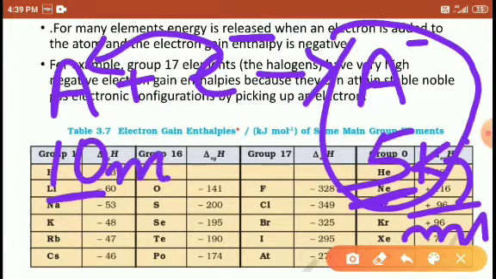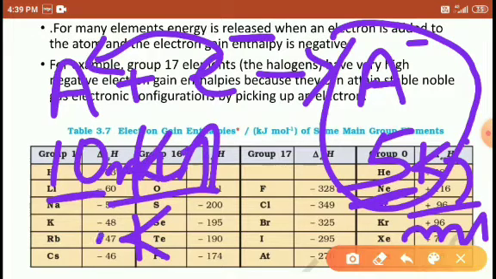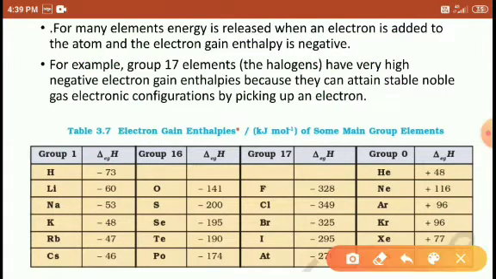Initially it has 10 kilojoule per mole of energy. But when an electron is added to the A atom, its energy turns into 5 kilojoule per mole. It means the energy goes on decreasing. So energy decreases, energy is released. So that's why it is called negative.